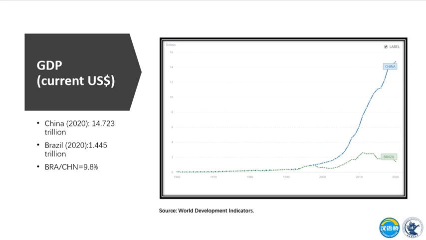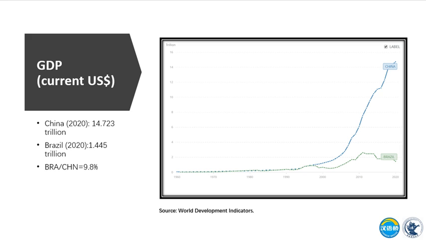And in 2020, you can see the total GDP of China has arrived at 14.7 trillion US dollars, but Brazil just 1.445 trillion. So Brazil now accounts for just 9.8% of China's total GDP. So I think this is a very big gap for these two countries in terms of GDP.